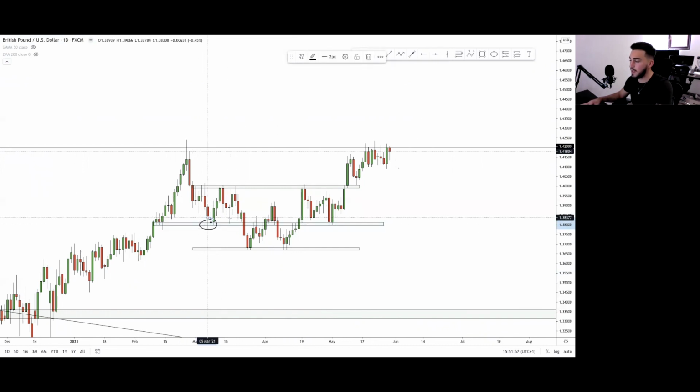We could say this is the left shoulder, the double bottom being the head, and then we pulled back here and created the right shoulder, and then we just impulsed away. So that's another thing we could say as well. We're looking at the market structure, and we are bullish.